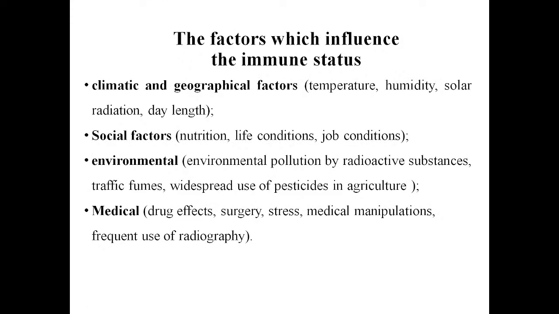Which factors influence the immune status, influence the immune system? The first group of factors are climatic and geographical factors. It is temperature, humidity, solar radiation, day length. For example, we know that in winter when it is cold in Russia, when sun is almost absent, people are most susceptible to infections. We are sick, we get infected mostly in winter.